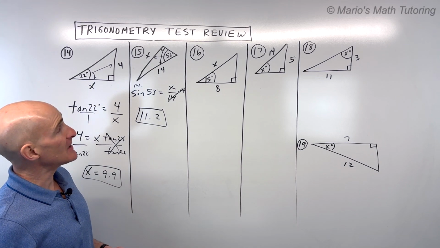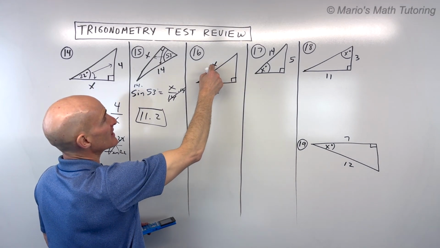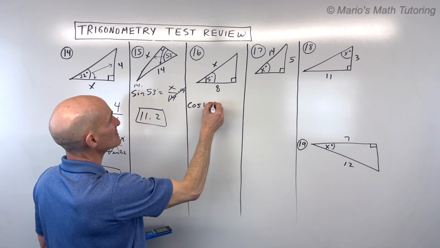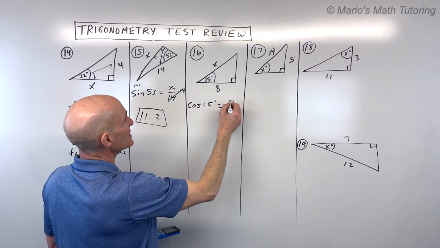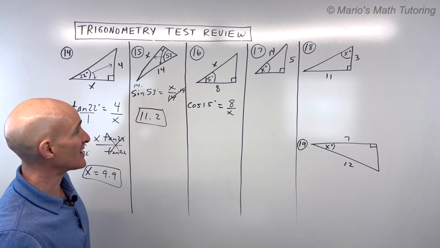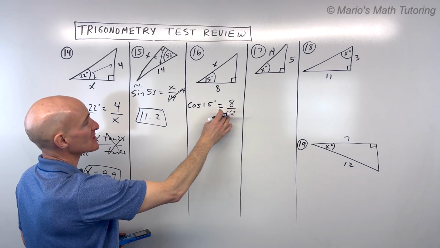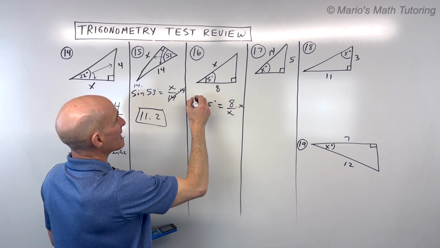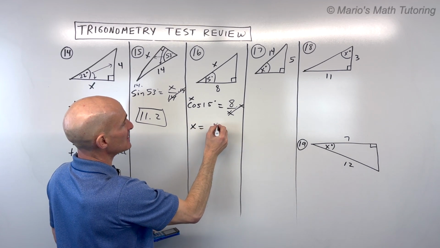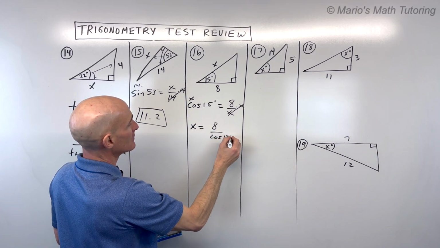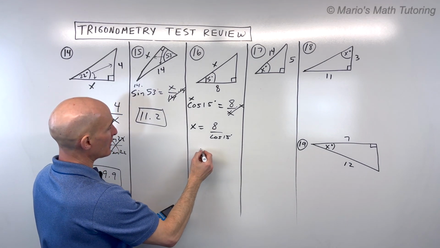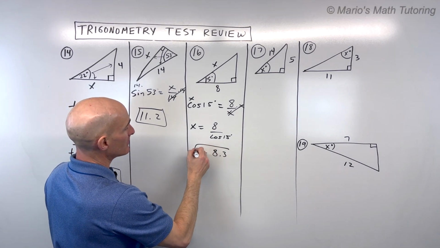For number 16, we've got the adjacent and the hypotenuse. So that's the cosine. So we're going to say the cosine of 15 degrees equals the adjacent over the hypotenuse. Remember cosine, CAH, A over H, the second letter over the third, adjacent over hypotenuse. We can multiply both sides by x to get rid of this fraction here, but then we're going to have to divide both sides by cosine of 15 to get the x by itself. So what's 8 divided by cosine of 15? I'm getting about 8.3 if I round to the nearest tenth.